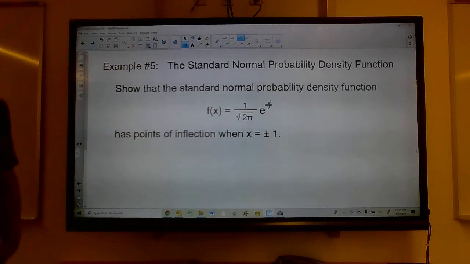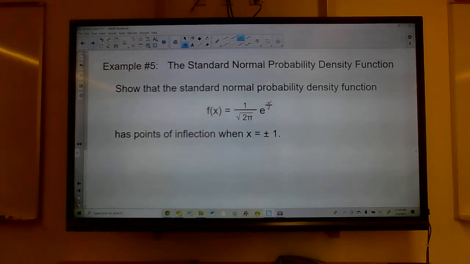The standard normal probability density function. So show that the standard normal probability density function, f of x equals 1 over the square root of 2 pi times e to the negative x squared over 2, has inflection points when x is plus or minus 1. Okay, so if you remember, inflection points you have to find when the second derivative is 0.